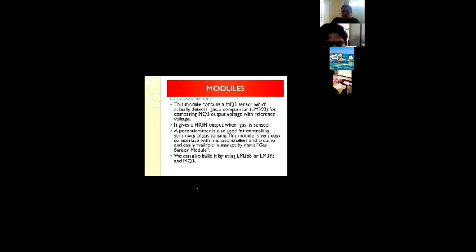For the gas sensor module, we can use the MQ3 sensor. The MQ3 sensor compares the output value with the voltage reference. It gives a high output when the gas is sensed.